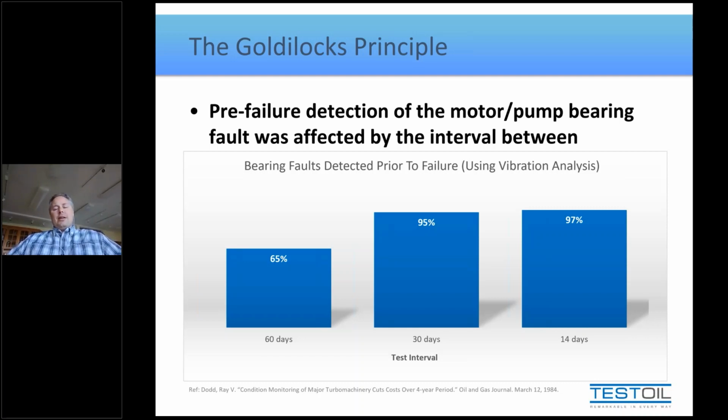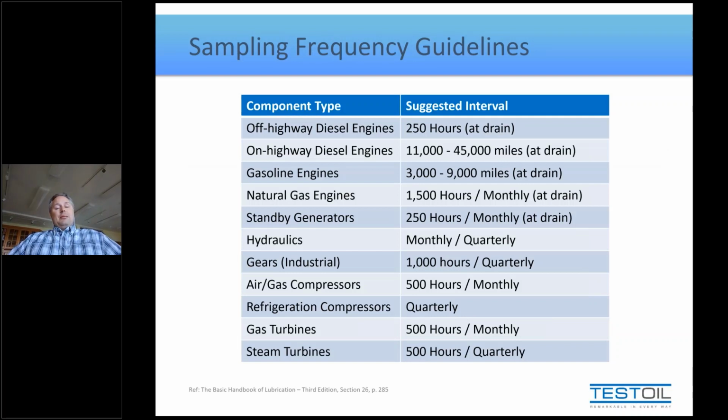So there's such a thing as not often enough. There's such a thing as too often. And there's such a thing as just right. So how do we find out what just right is? Well, one of the tables that you could refer to is from the Basic Handbook of Lubrication. It recommends that most engines are sampled at drain, and most industrial equipment is sampled about quarterly.